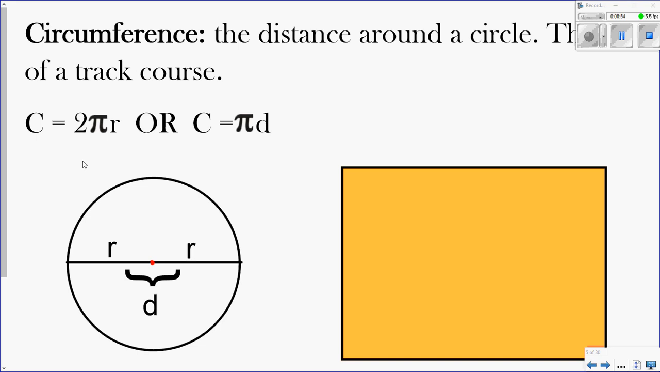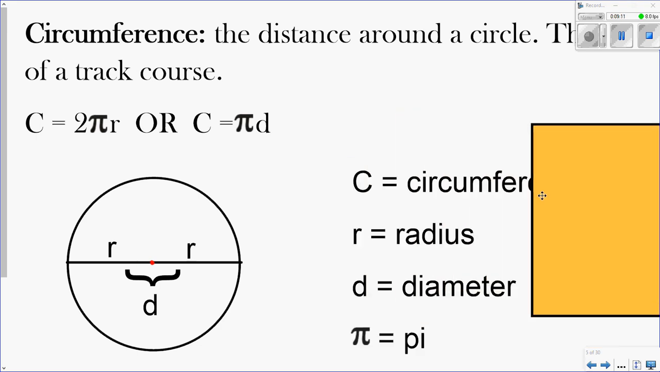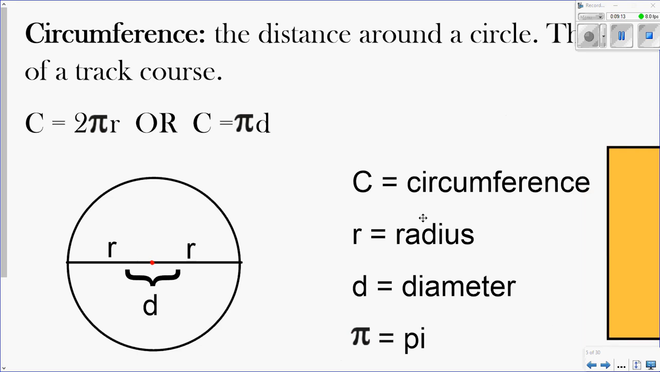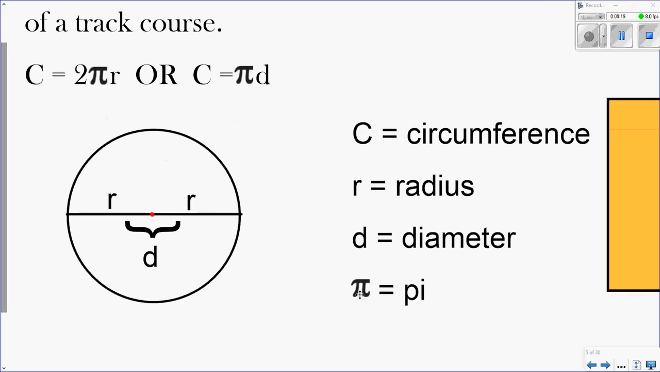In order to find the circumference of a circle, it would either be 2 pi r or pi d. The d stands for diameter, r stands for the radius. So 2 radii, that's the plural for radius, gives you the diameter. And here's the label: c for circumference, r for radius, d for diameter, and the Greek symbol pi.